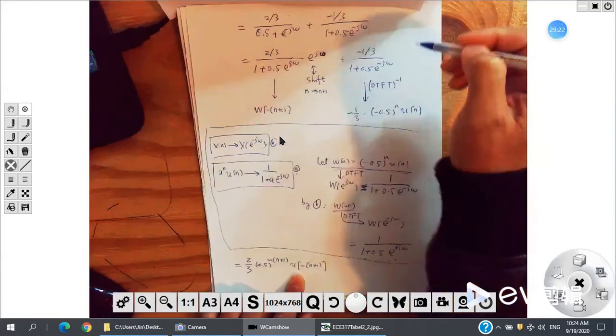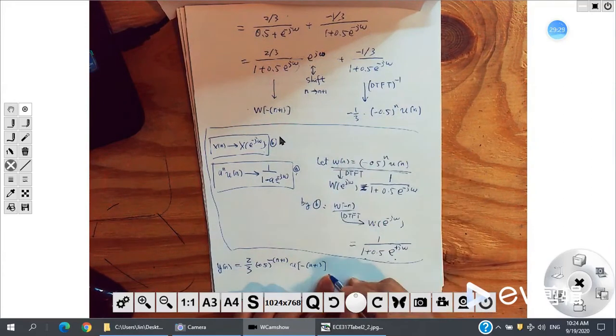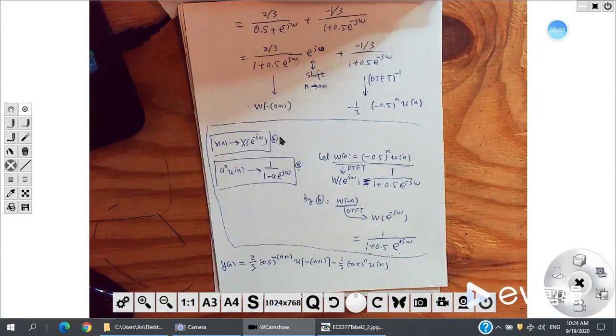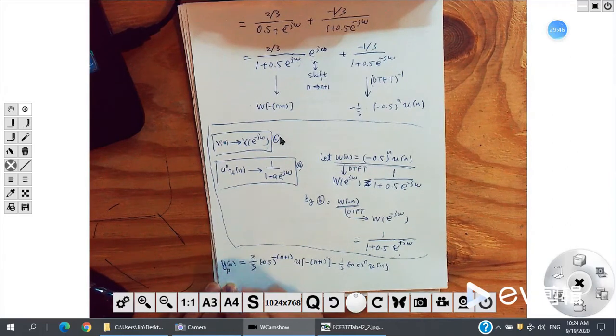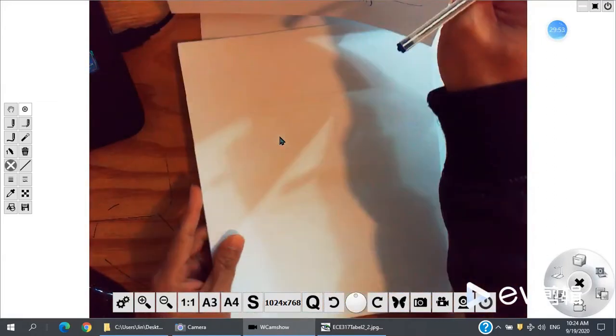This is y of n. Right, y of n. And plus this term is a minus 1/3 negative 0.5 to the n u of n. Now we have this one. Okay, so the final result, we have y of n. This is the particular solution. The particular solution is this one. And then the homogeneous solution.